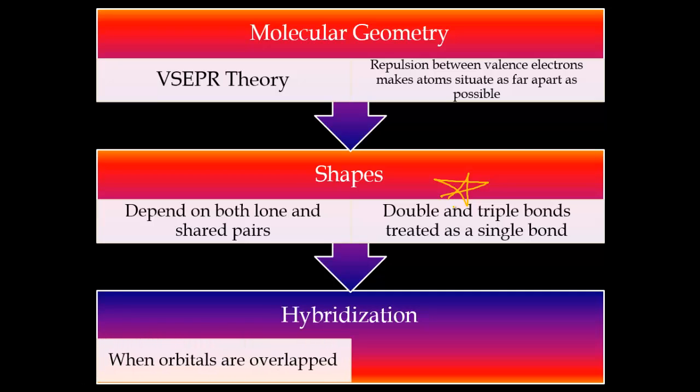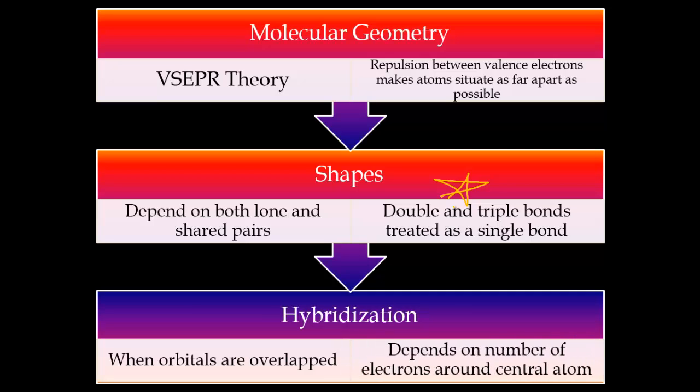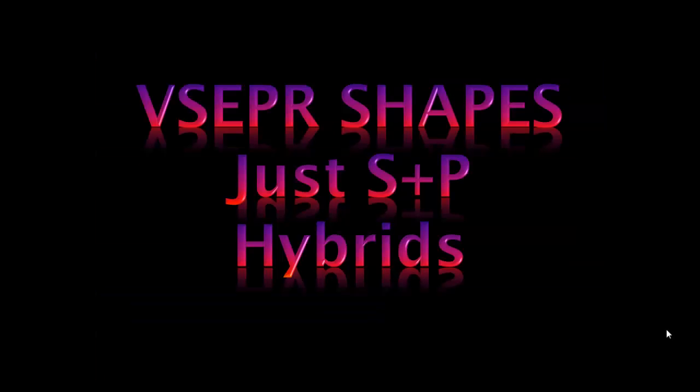Hybridization is just when orbitals are overlapped. Of course, if you're going to have some bonding, you're going to have some sharing of electrons, you're going to have orbitals that are overlapping. And which orbitals overlap depends on the number of electrons around our central atom.